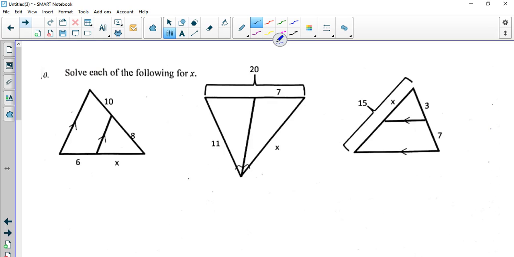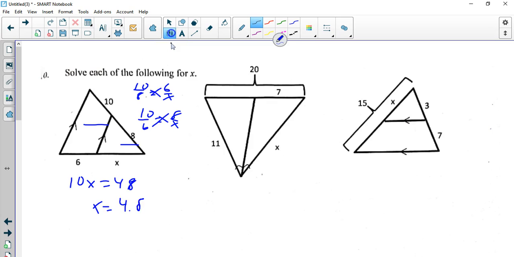Alright. Last page. Solve for the following. Again, if you use that trick I taught you, you can set up your fractions like this. 10 over 8 equals 6 over x. Or you can set it up 10 over 6 equals 8 over x. And if you notice, it doesn't matter because the 10 is being multiplied by the x and the 6 by the 8. So what we get is 10x equals 48. x is 4.8.